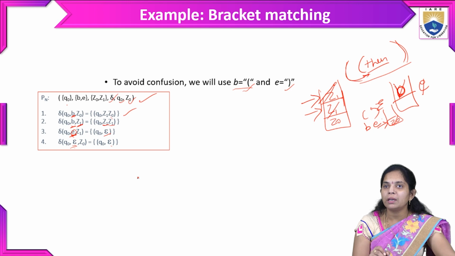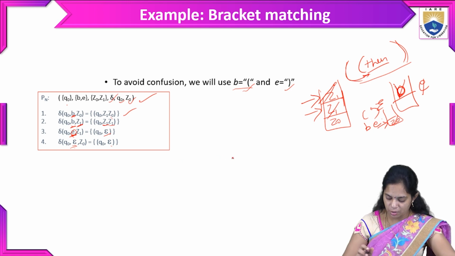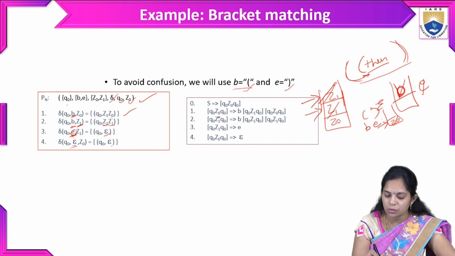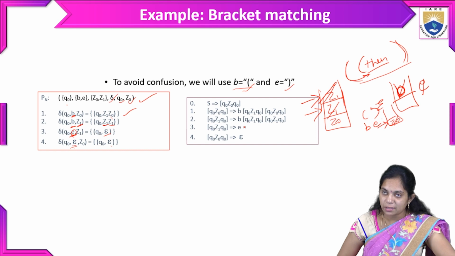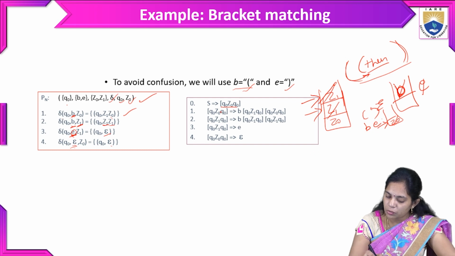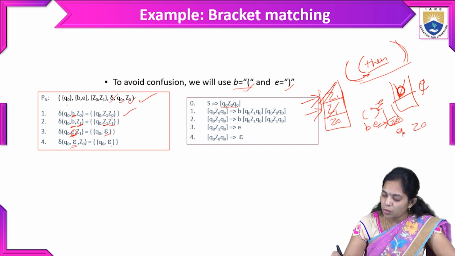And now we convert this push-down automata into a context-free grammar. How to convert? Here we are taking the input symbols, based on the transition functions. S is the start state here. So what is the top of the stack? The top of the stack symbol is only Z0 left, and Q0. So this is the S.